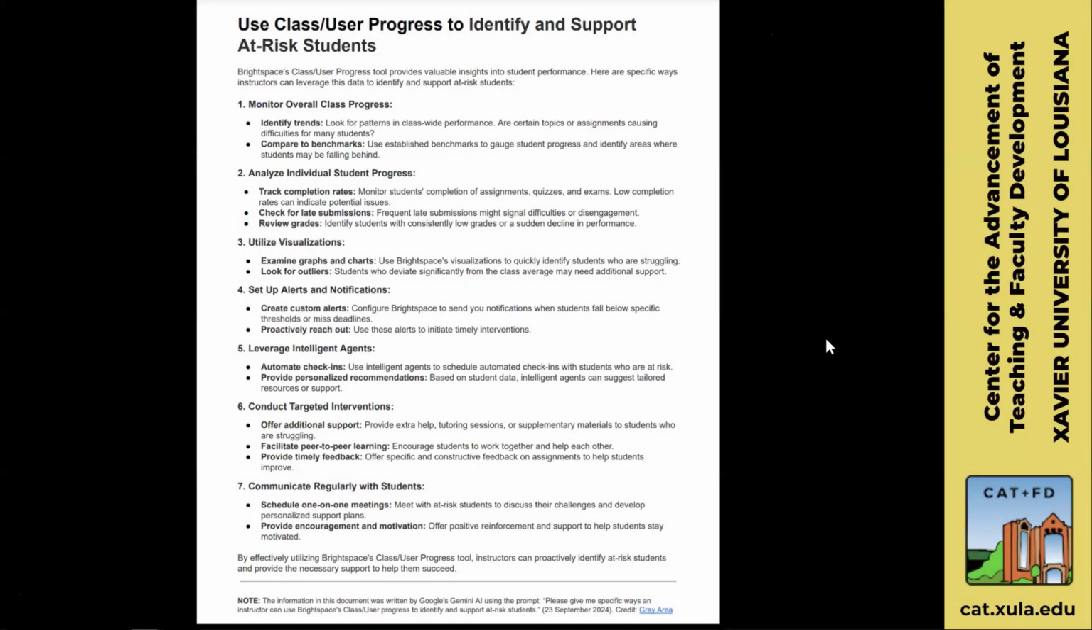So you can use class and user progress to identify and support your at-risk students by monitoring their overall progress. You can utilize those visualizations. You can set up alerts and notifications. Here you can leverage using the intelligent agents, and I'll get into intelligent agents in a moment. Do some targeted interventions so that class and user progress can help you identify and support your at-risk students.